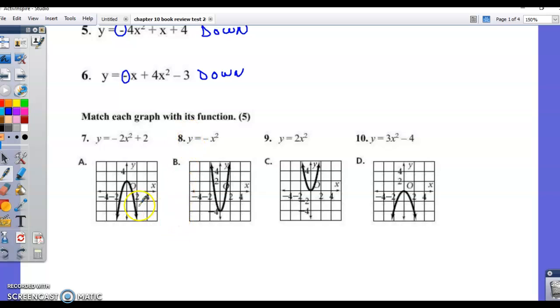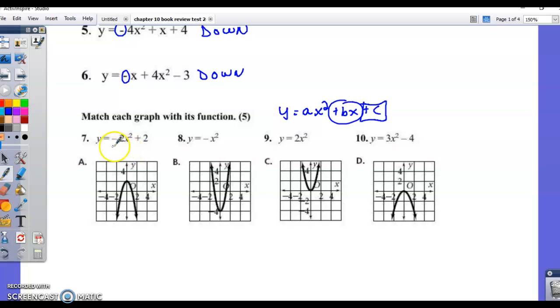Match each graph with its function. So when we look at this, we want to look at some of the things we know about graphs. Now there is no b in any of these. y equals ax squared plus bx plus c. So because there is no b value, it means that the c tells us whether it's that many units up or down on the axis of symmetry with our y-axis.